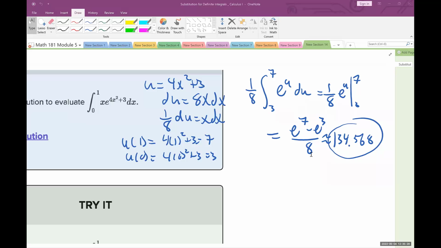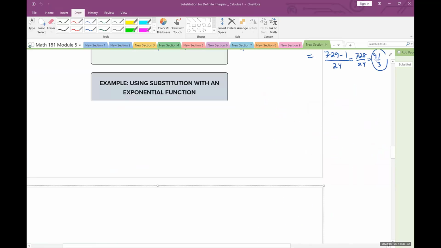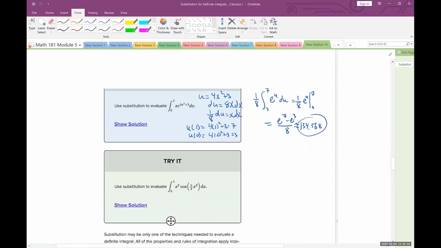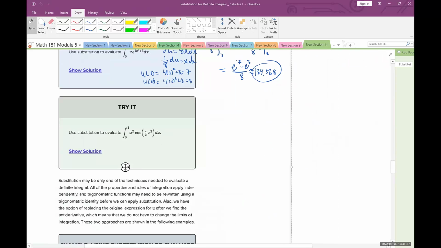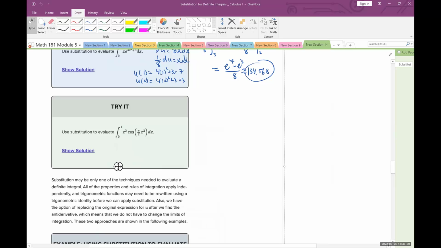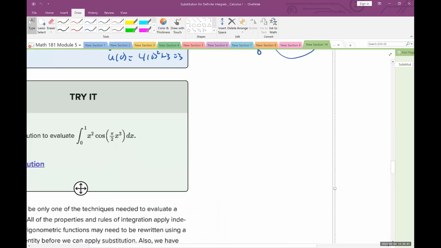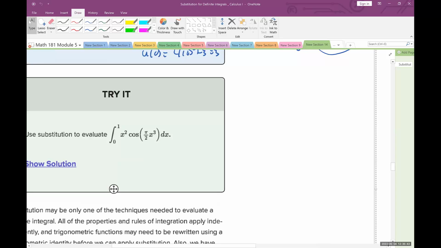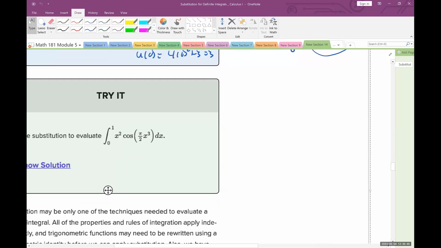Now we're recording. Okay. So we are going to continue our journey through substitution of definite integrals. So let's start with this problem here. Integral from 0 to 1 of x squared cosine of pi over 2 x cubed.